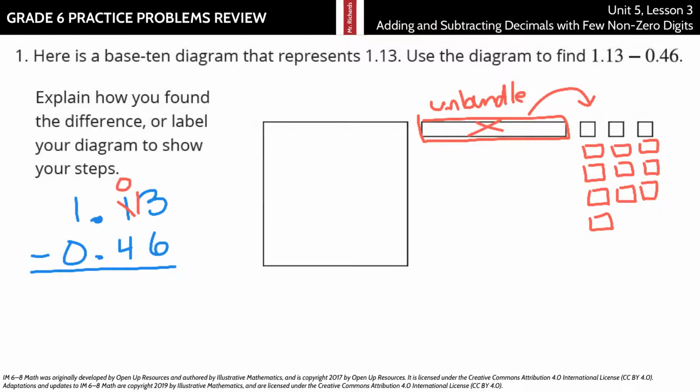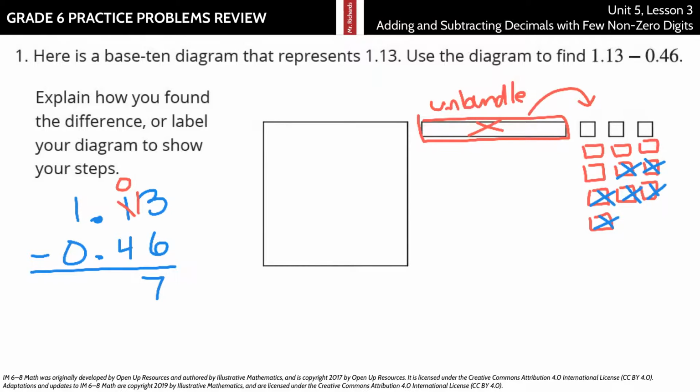Now we can subtract, we can take away 6 hundredths from this. So 1, 2, 3, 4, 5, 6. And what are we left with now but 1, 2, 3, 4, 5, 6, 7 hundredths? And sure enough, 13 hundredths minus 6 hundredths is 7 hundredths. And now as we look to our tenths spot, we can't take away 4 from nothing, can we?